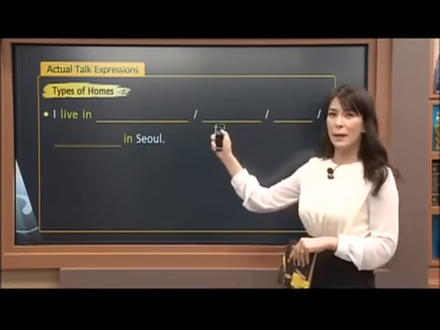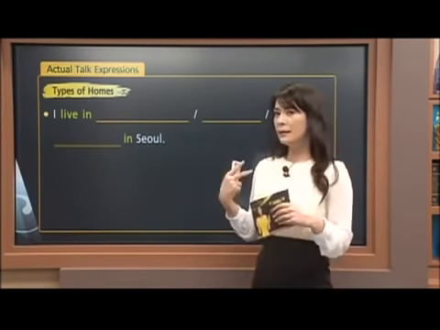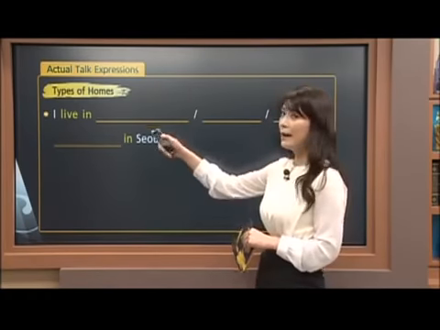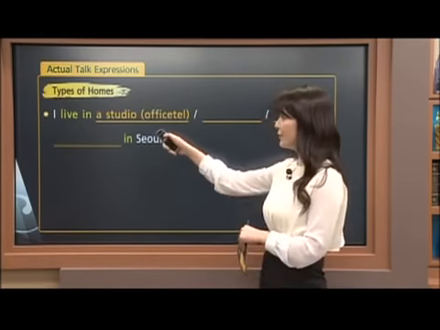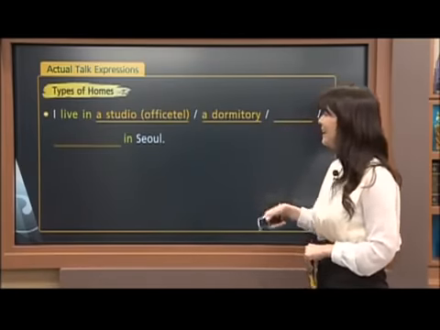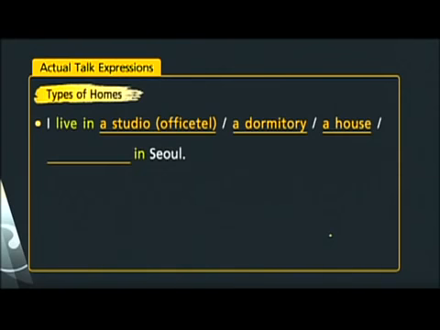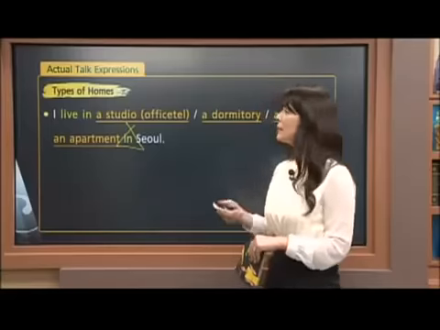Okay, let's move on. Let's talk about types of homes, okay? Let's talk about your type of home, the house you live in. You can say, I live in a studio or an office tel. I live in a dormitory. I live in a house. We all know what a house is. And I live in an apartment where? In Seoul. So remember the pattern.